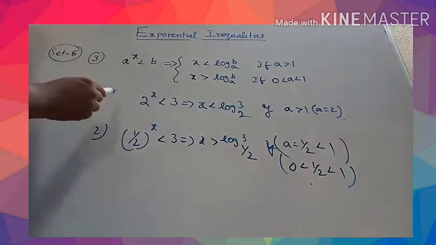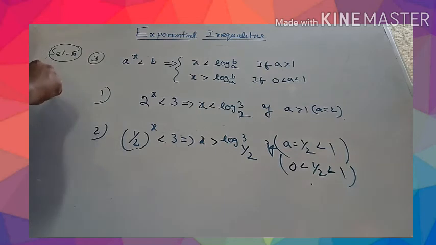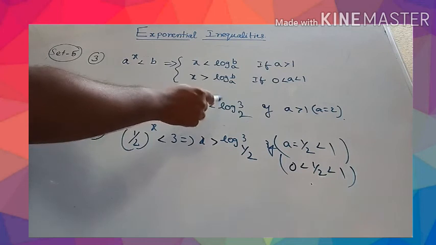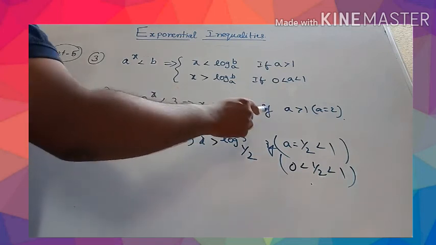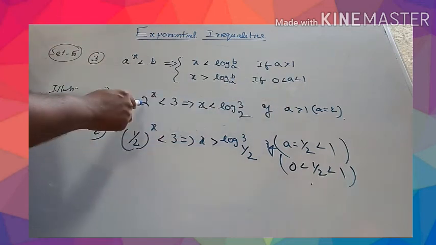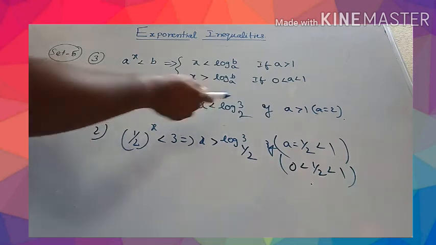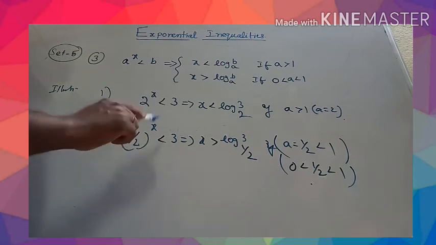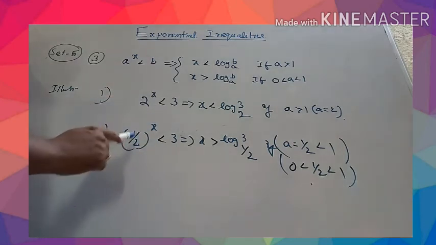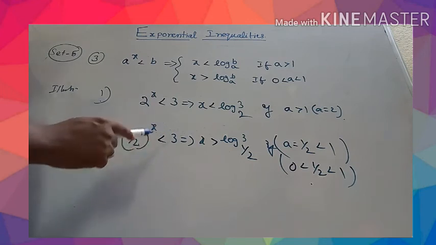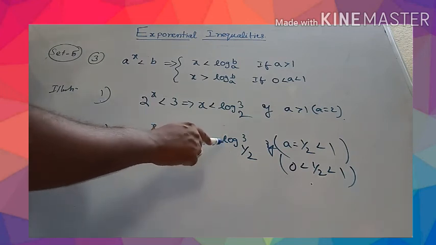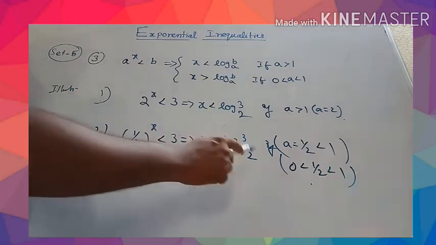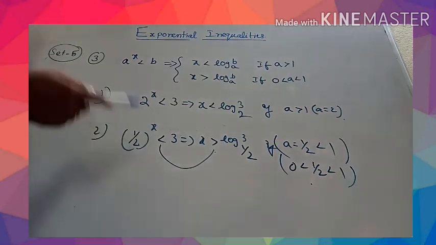2 power x is less than 3 implies x is less than log 3 to the base 2 if the base is greater than 1. Here the base we have taken as 2. That's why x is less than log 3 to the base 2. And the second one, 1 by 2. Here the base lies between 0 and 1. Then 1 by 2 whole power x less than 3 implies x is greater than log 3 to the base 1 by 2. As we said, they maintain opposite inequalities when the base lies between 0 and 1. This is the fact.